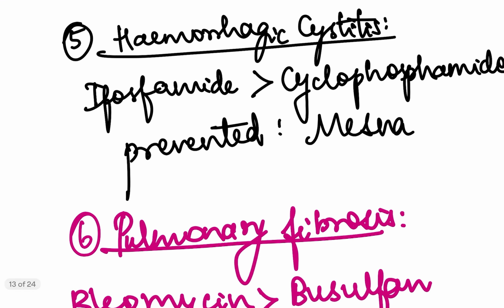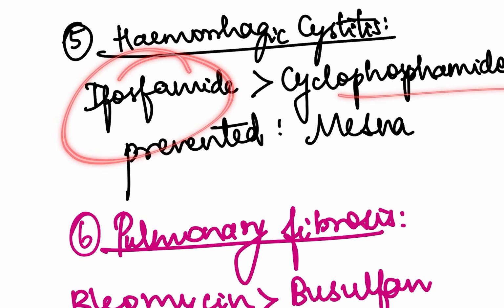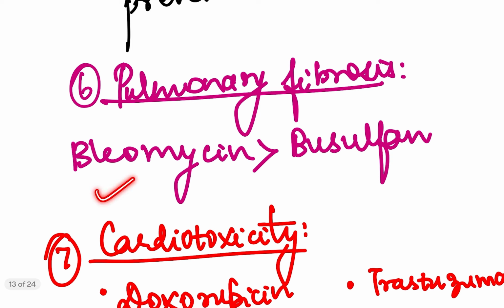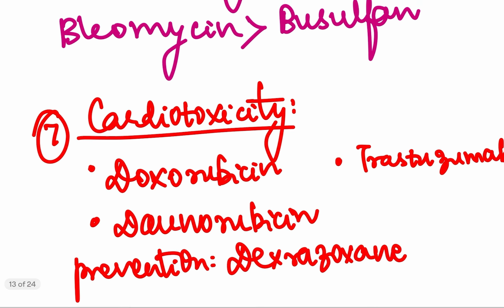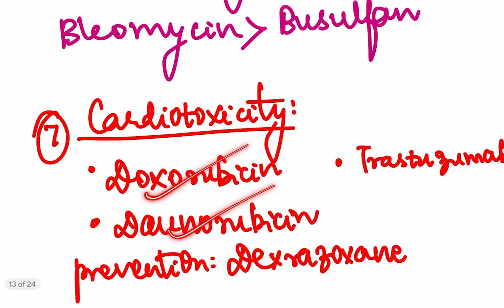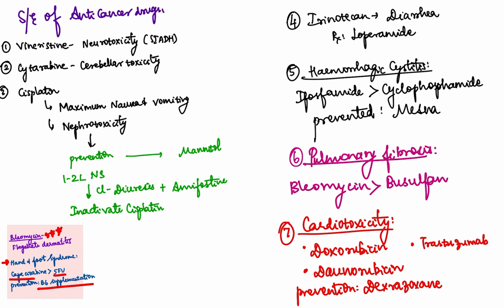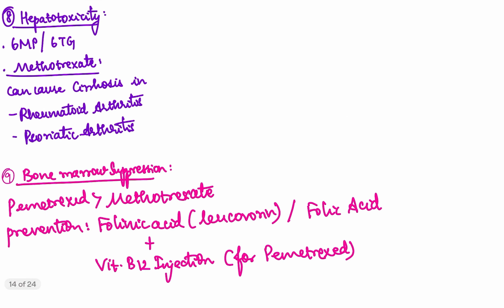Hemorrhagic cystitis, we all know it's caused by cyclophosphamide, but hemorrhagic cystitis is caused by ifosfamide greater than cyclophosphamide, and to prevent that, you have to give mesna. Pulmonary fibrosis is caused by bleomycin and busulfan, very important question. Cardiotoxicity is caused by doxorubicin, daunorubicin, and trastuzumab. To prevent the cardiotoxicity because of these drugs, you have to give dexrazoxane.